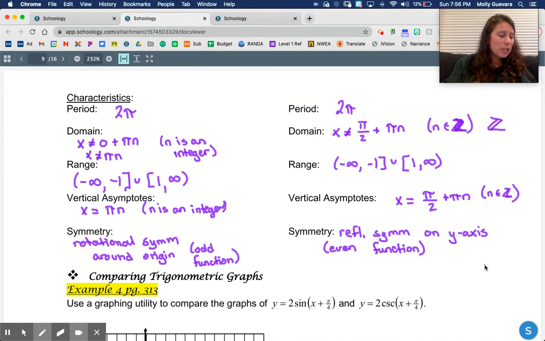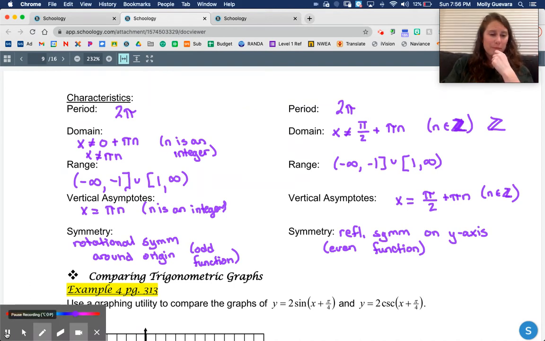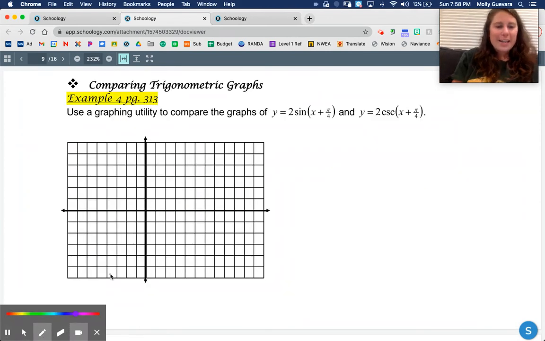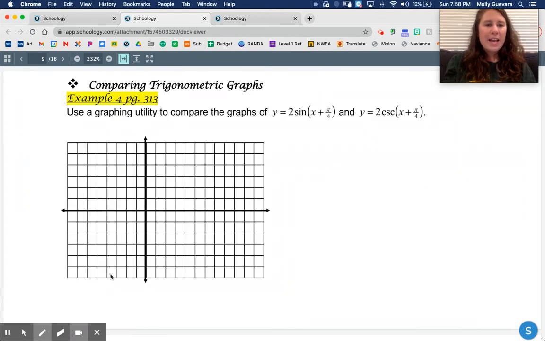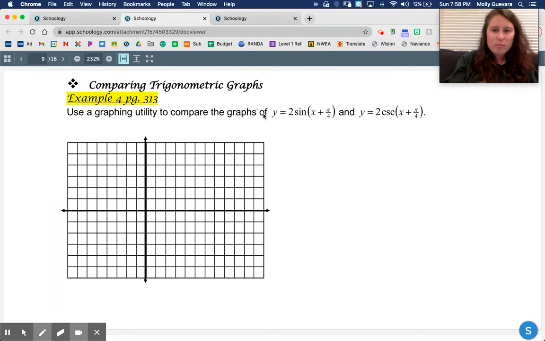Okay, so let's use this information to graph sine. So a function in sine and then a function in cosecant. Alrighty, so let's look at example 4. It says use a graphing utility, but we're going to graph this by hand so we get practice with it, okay? So I have essentially the same equation here. Just one is a sine function and one is a cosecant function. So let's focus on graphing the sine of this. And then once I have the sine graphed, the cosecant should be really quick.